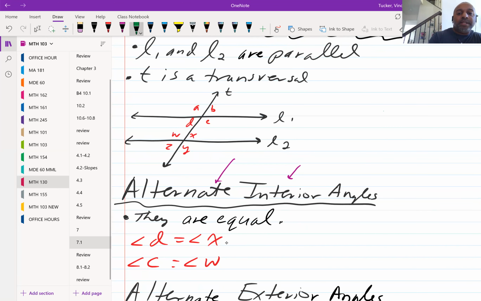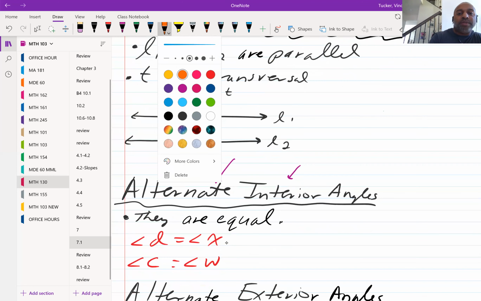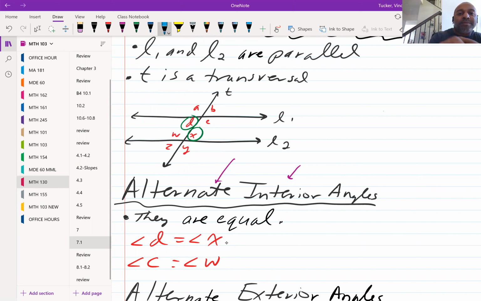So that means D and X. Let me go with my purple back. Sorry, y'all, I mess with these letters. And then W and C, those are equal to each other. So those are alternate interior angles. They're on the interior. They're going to be equal to each other.